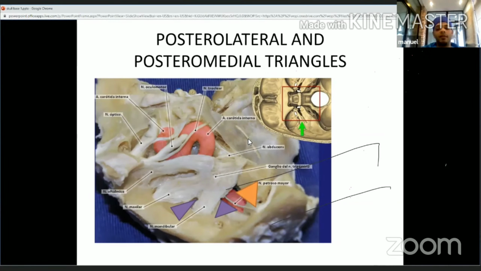So we have there the posteromedial triangle, or Glasgow triangle. It's bordered by the mandibular nerve, greater petrosal nerve, and foramen spinosum. Two are quite eminent there. And the horizontal petrous ICA is there. Okay, next jump, please.